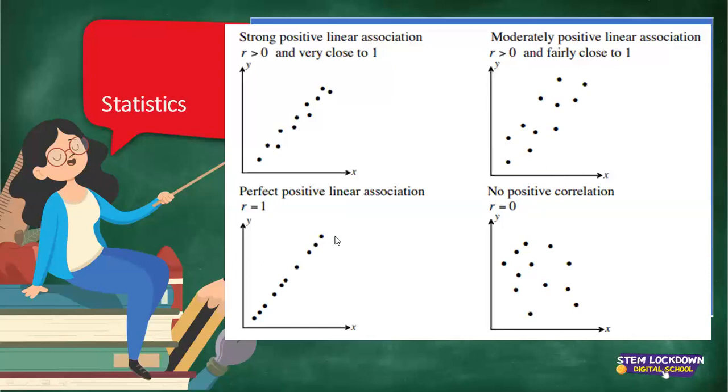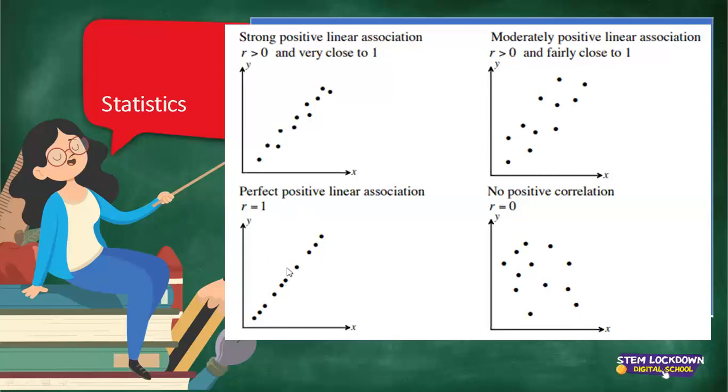Okay, right. Now looking at this third one, there is a perfectly positive linear association. In this case, all the points are aligned. So if you are going to draw your line of best fit, you're going to connect all the points, and you don't have any points around your line of best fit.